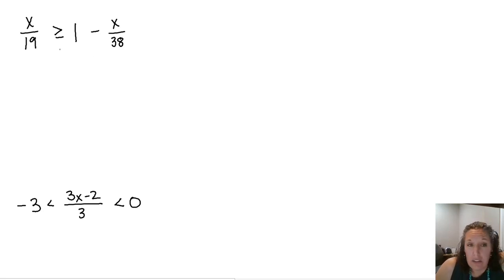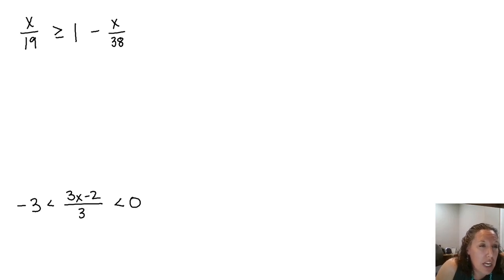Now you can work with these fractions just as they are, but many students get a little intimidated by fractions or tend to make more mistakes when fractions are involved. And so we can get rid of the fractions here by multiplying through this inequality with the least common denominator.